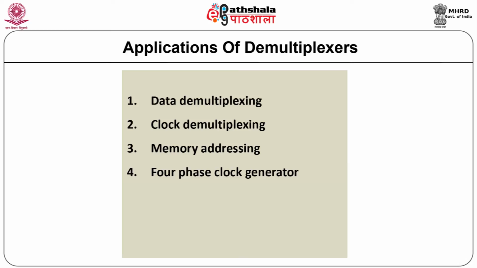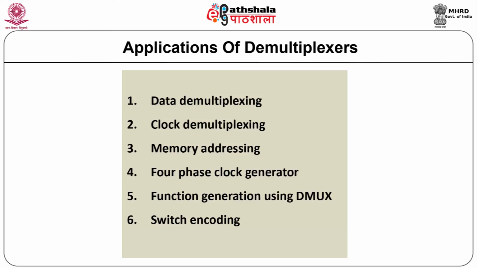There are several applications like the stepper motor generator or stepper motor sequence generator circuit, wherein we require a 4 phase clock. This could be very easily generated using a demultiplexer. Just like a multiplexer, a demultiplexer can also be used as a function generator. Another interesting application is switch encoding, where you can encode the incoming data into a binary form. One interesting example is the serial to parallel converter. We can accept the data serially and convert it back to parallel.